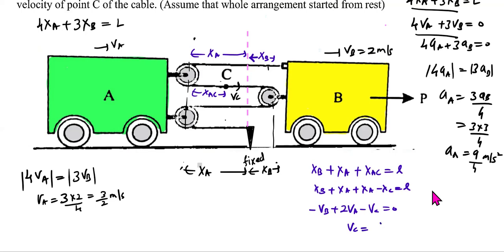So VC equal to 2VA minus VB. 2VA, VA will be how much? 2 into 3 by 2 minus VB, which is 2. So 1 meter per second. This will be our answer.